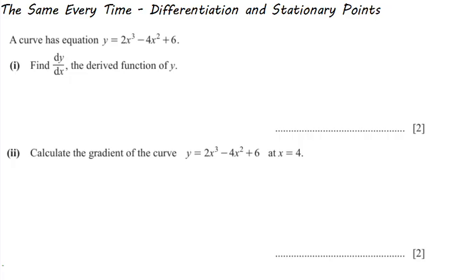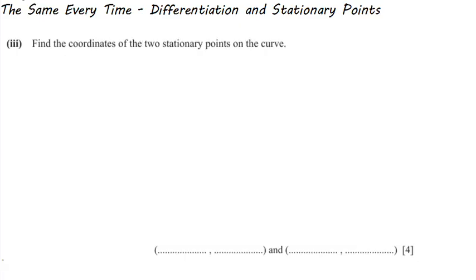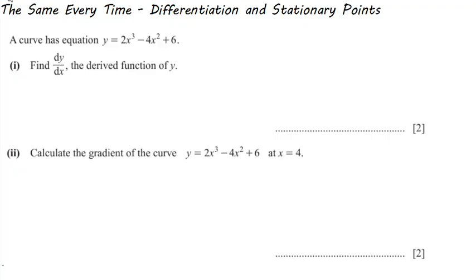So a curve has this equation, y equals 2x cubed minus 4x squared plus 6. Find dy by dx, the derived function of y. Calculate the gradient of the curve at x equals 4, and then there's a part 3, which is just on the next page here, and find the coordinates of the two stationary points of the curve. Right, well, it looks fairly difficult, and the choice of words in this obviously makes it seem more difficult than it really is.